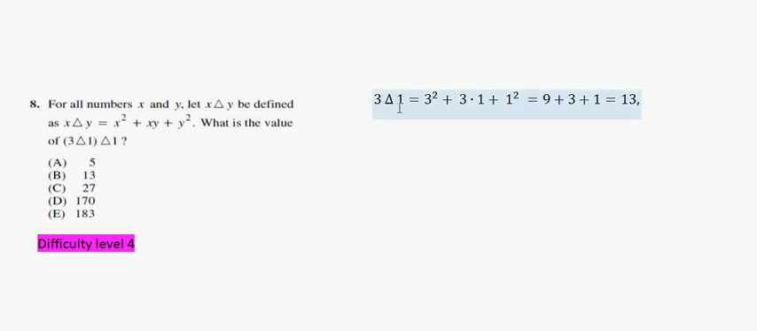3 triangle 1. Here x is 3, y is 1. So instead of x, we substitute 3 squared, plus 3 times 1 because y is 1, plus 1 squared. And then we evaluate. 3 squared is 9, 3 times 1 is 3, plus 1, the result is 13. Therefore, 3 triangle 1 would be 13.